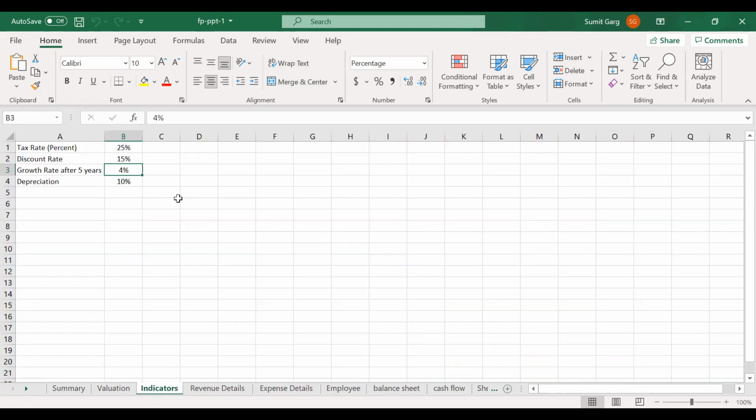What I have done here is a separate sheet for various key indicators. I have taken an assumption of an income tax rate of 25%. A discounted rate, which I have explained is the opportunity cost for the investor, of 15%. Growth rate after 5 years for calculating the terminal value, I'll show you how it is being done, at 4%, and depreciation at 10%.